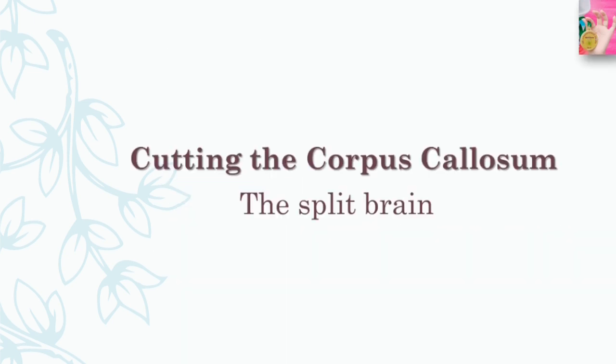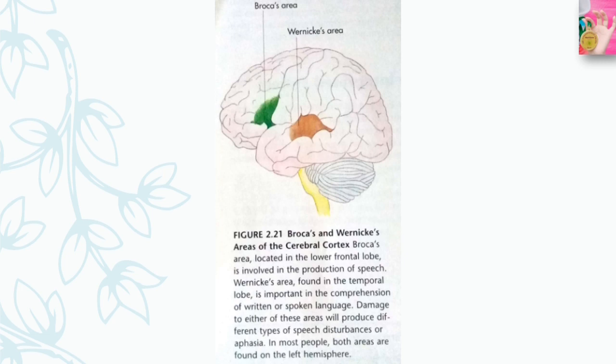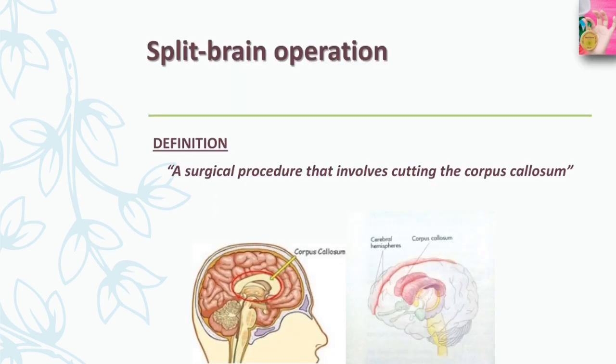So let's start with cutting the corpus callosum, which is the split brain. In the split brain operation, the corpus callosum is cut. How was the split brain operation tested to reveal differences in the abilities of the two hemispheres? And how do the left and right hemispheres differ? Since the discoveries made by Broca and Wernicke, the most dramatic evidence illustrating the lateralization of functions in the two cerebral hemispheres has come from a surgical procedure called the split brain operation.